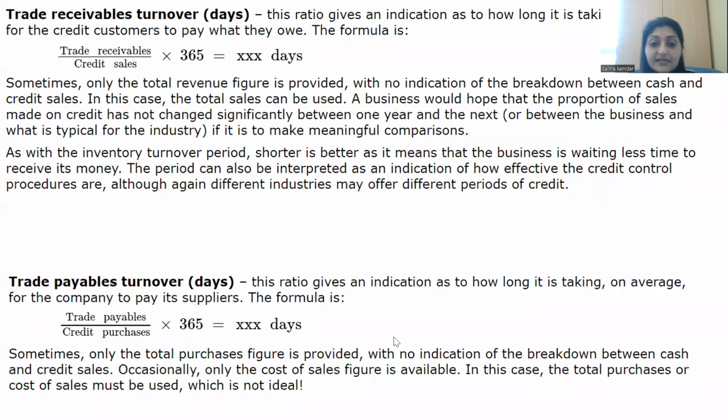Okay. The purchases may be credit or cash. You need to read the question properly in order to find out whether the purchase that is given to you is cash purchase or credit purchase.